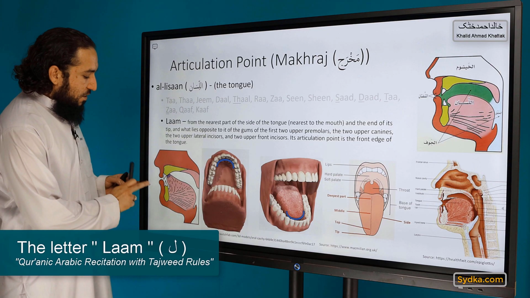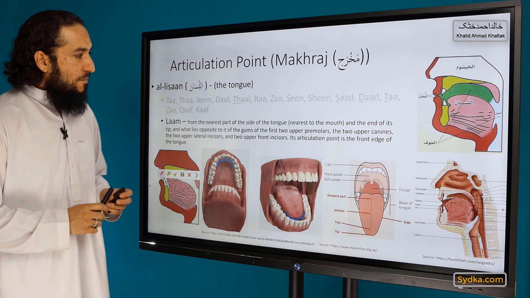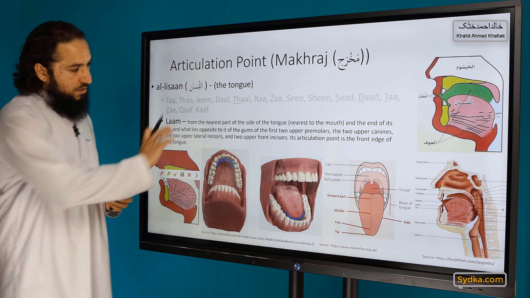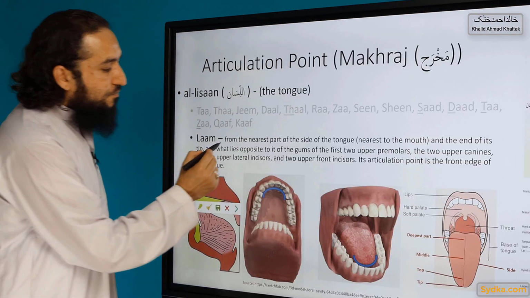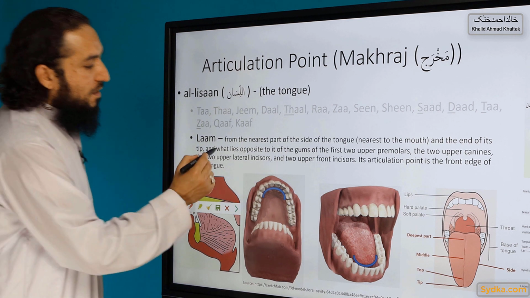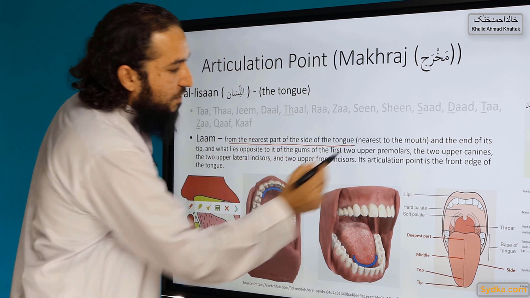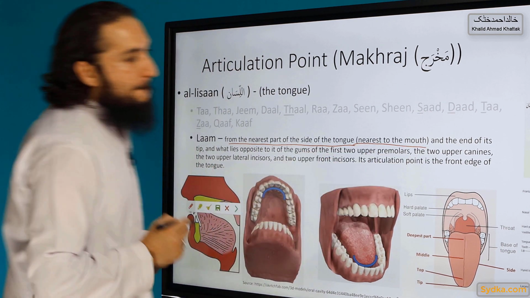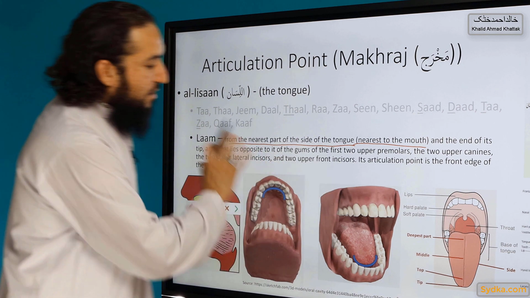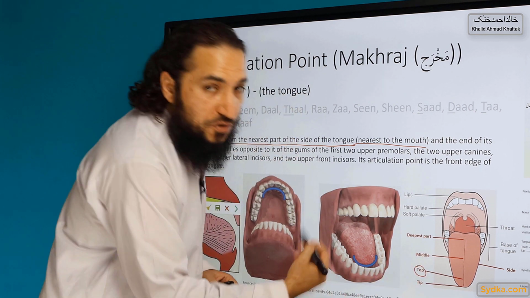So what is its articulation point? It is one of the tongue letters, and the articulation point is quite detailed, but I'll explain it to you one by one, point by point. Okay, so the nearest part of the side of the tongue is the nearest to the mouth. The top is called the nearest part as well.